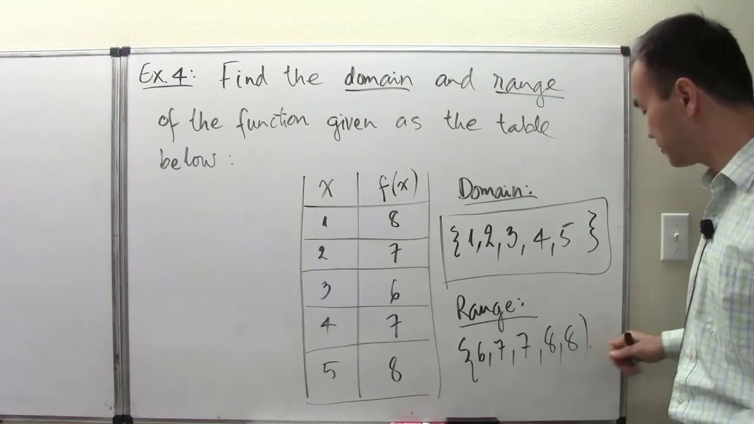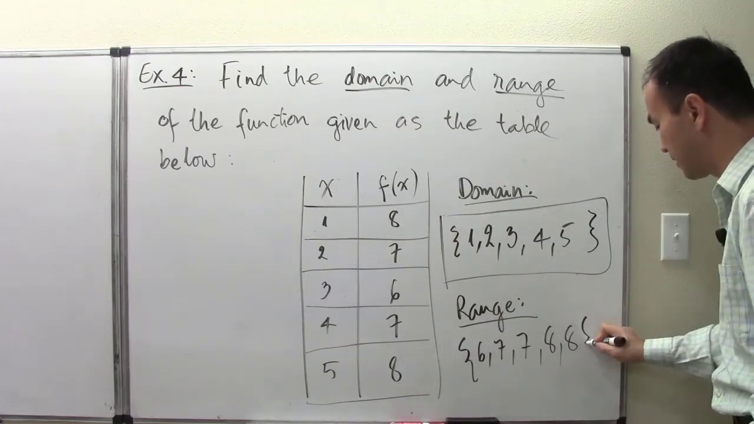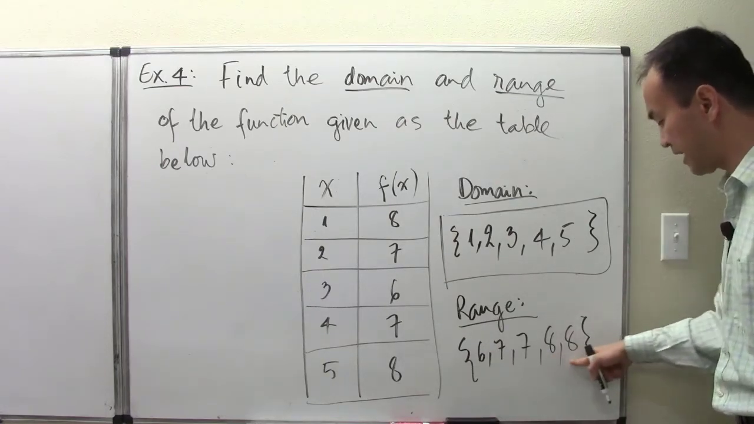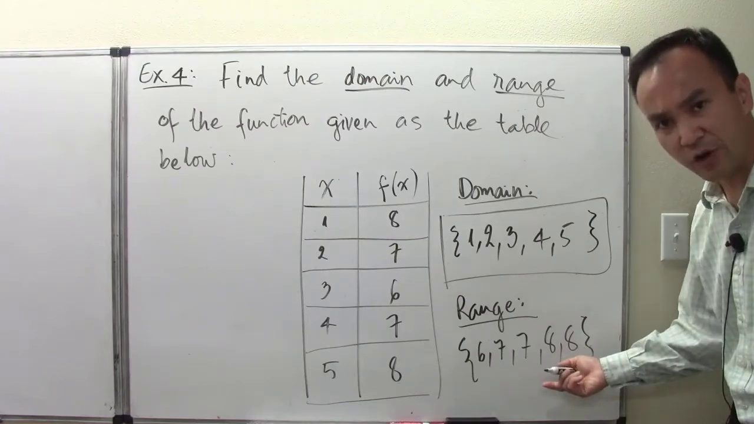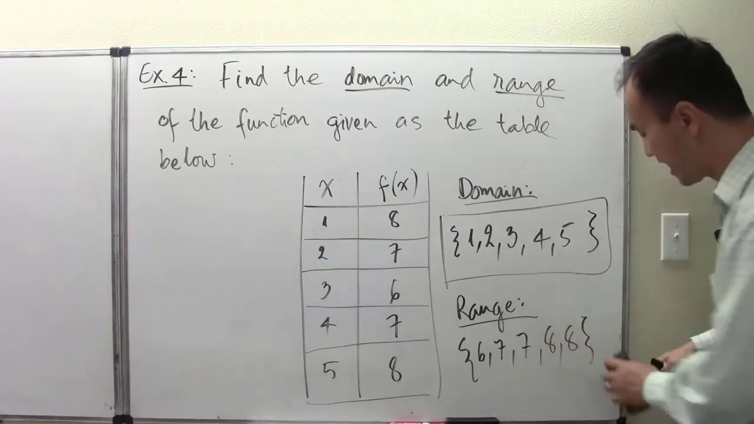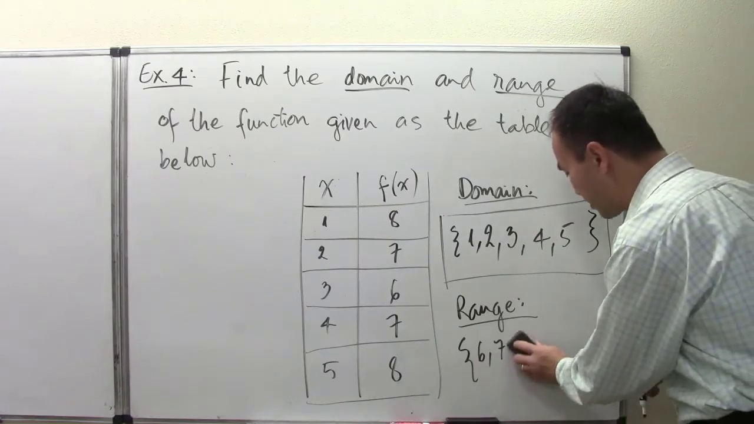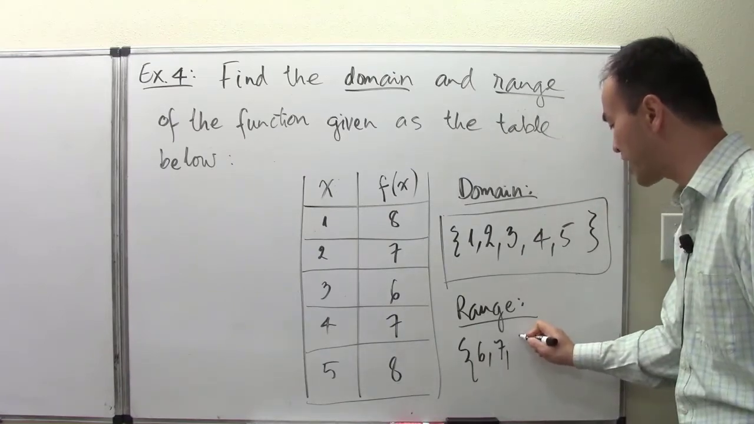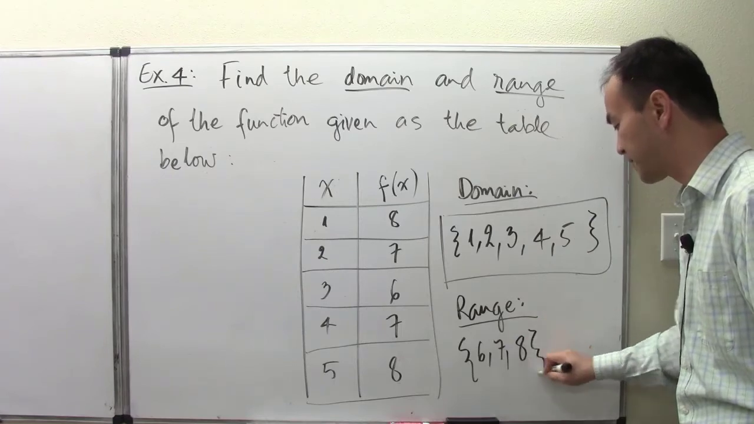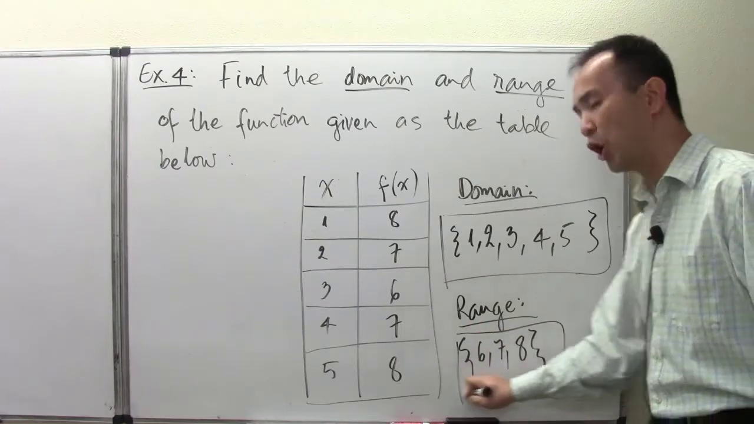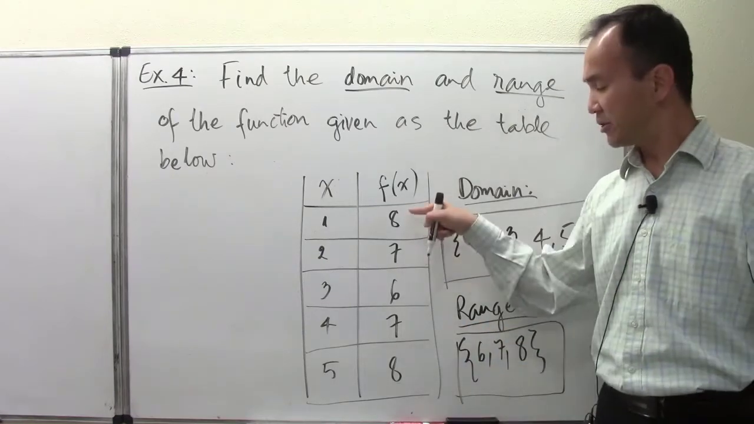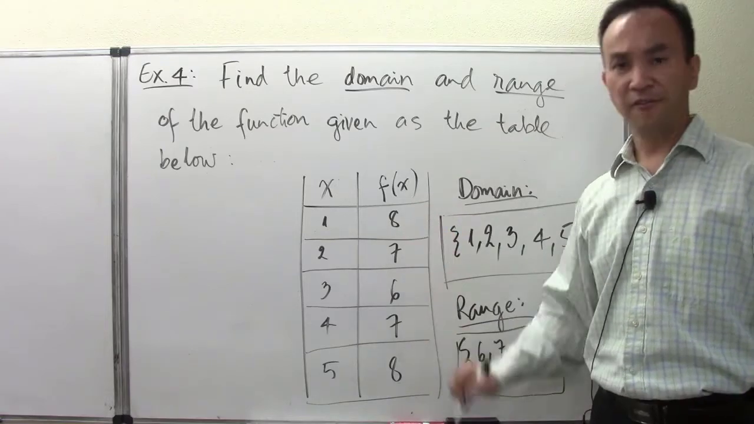We don't need to count the repeats because in the end, having two 8s, it's just the value 8 being present in that set of range. And then we don't have to count the repeat for 7. So now really the range is just 6, 7, and 8. Those 3 values are the only possible output values of this function.